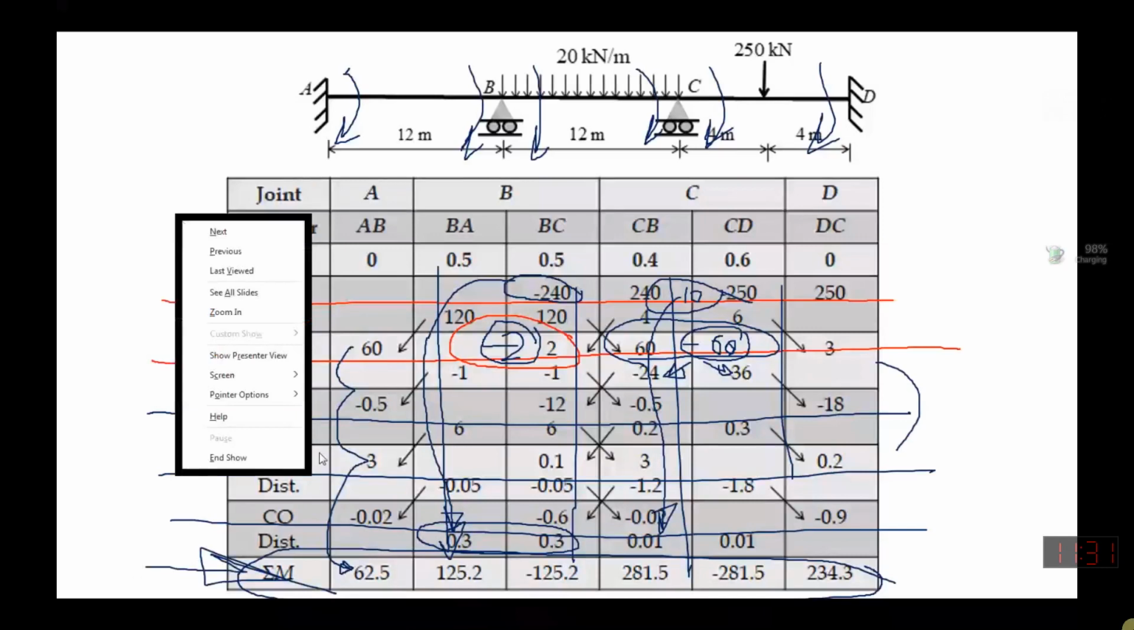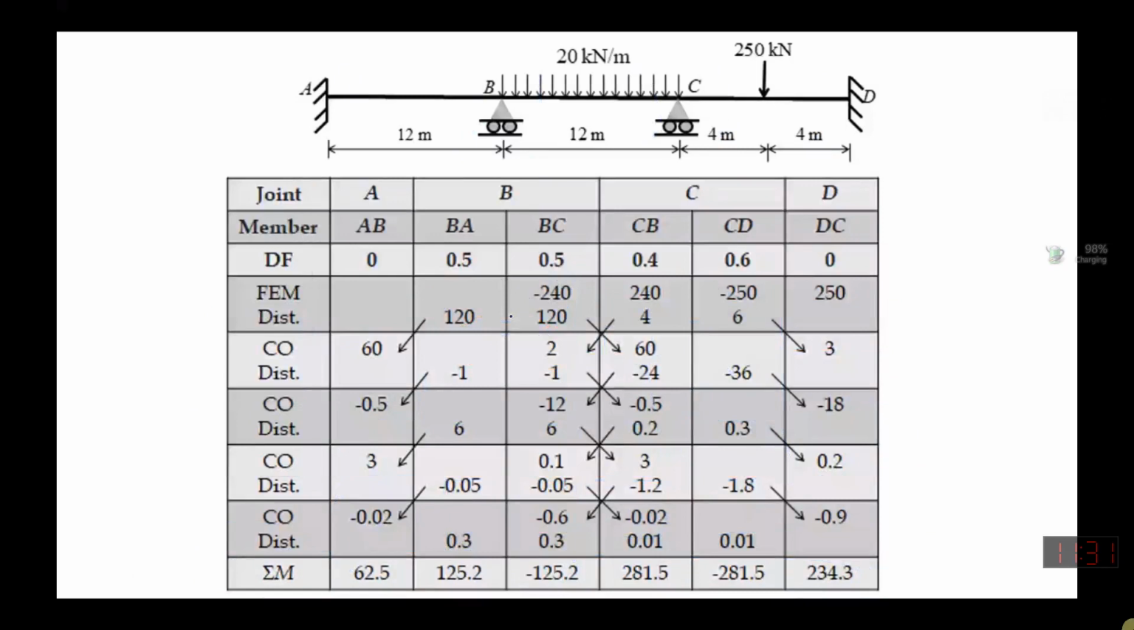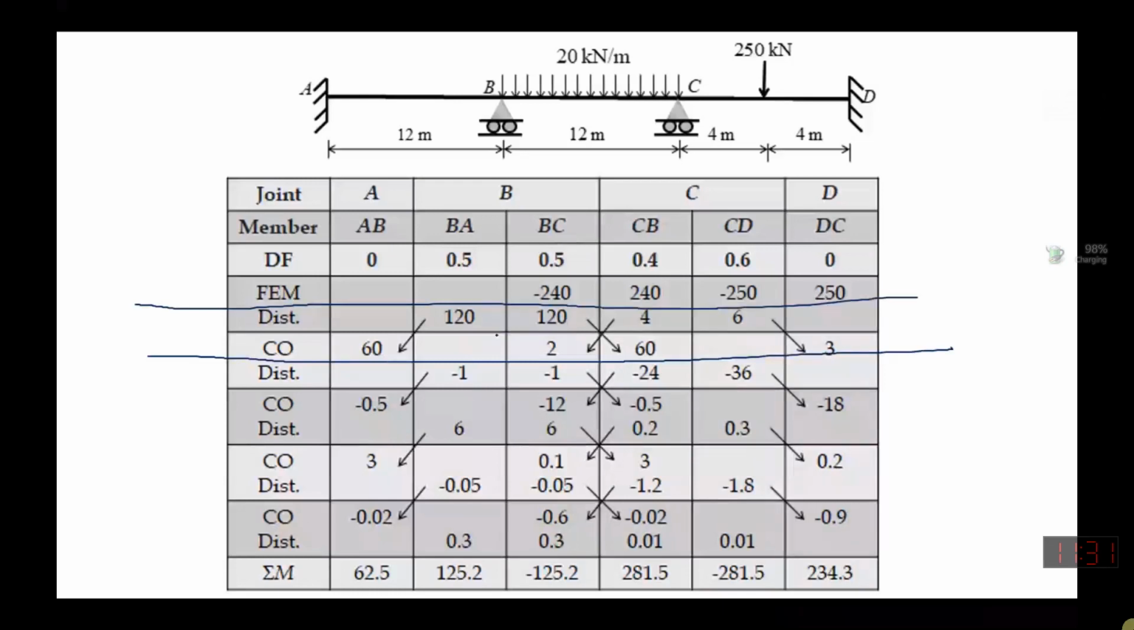Yes, sir. So you see, the only thing we need to do is understand two mechanisms actually: how to distribute the moment and how to carry over. For the distribution, we find that this is our counterbalancing. So this counterbalancing will be distributed. Then after distribution, carryover. Again, once you have done the carryover, you find that this is our counterbalancing. Again, you distribute it and you carry it over. Then you distribute and you carry over.